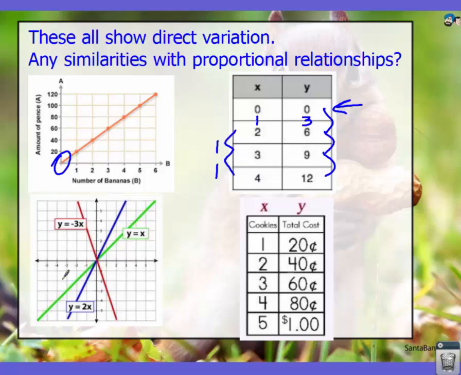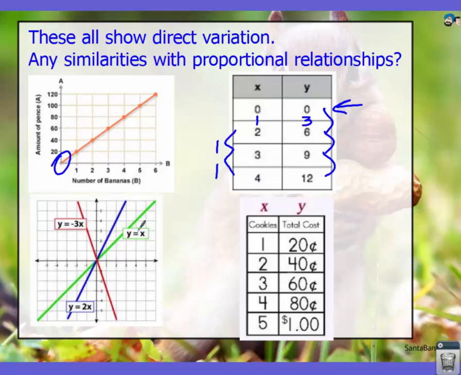If you look at all of these down here, you got y is equal to negative 3x, y is equal to x, y is equal to 2x. Well, looking at the graph, they all go through the origin. They're all lines. Looking at the equations, they all have just a number times x. The y-intercept is 0.